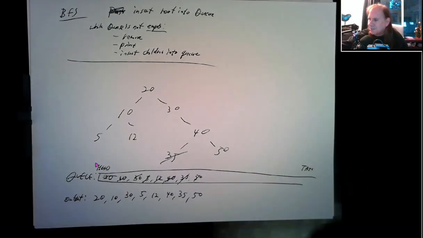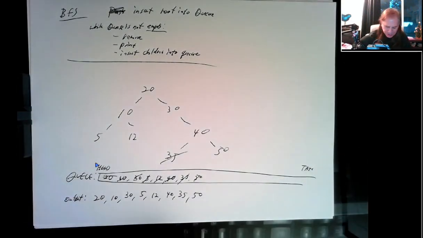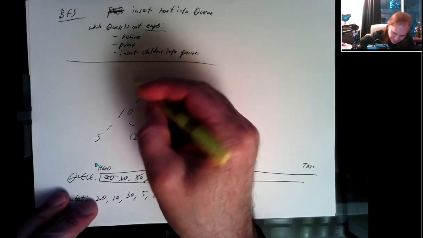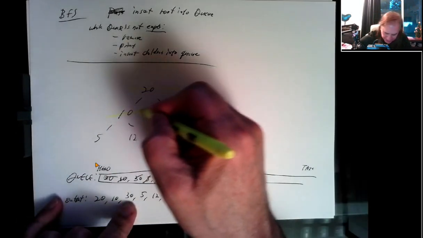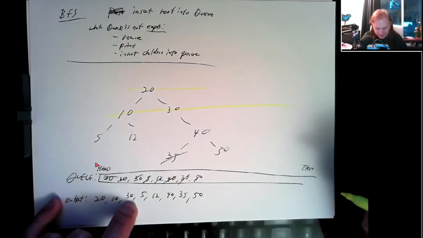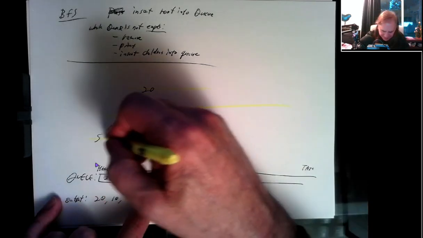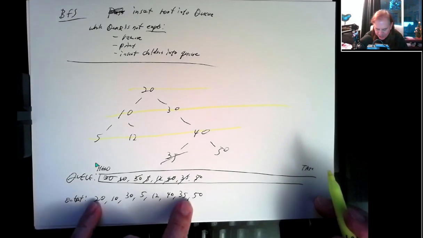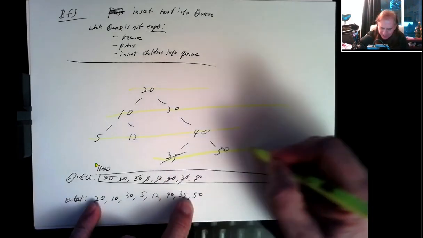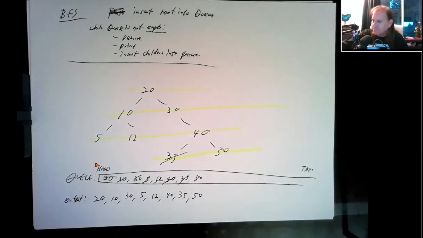And what's the order in which our nodes were printed? Well, first we printed the 20. That's this node right here. Then we printed the 10 and the 30. Those are the levels one step deeper. Then we printed 5, 12, and 40. Those are the nodes one step deeper. And then we printed 35 and 50. Those are the ones even deeper.